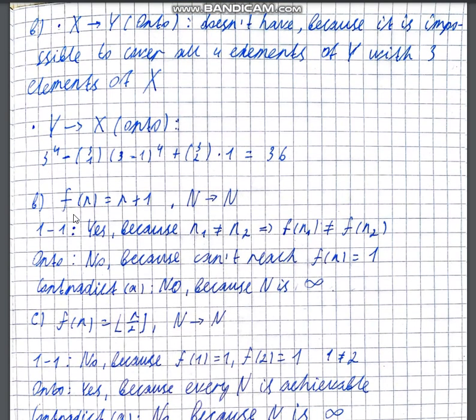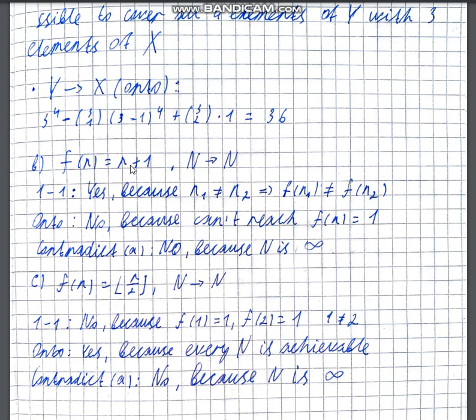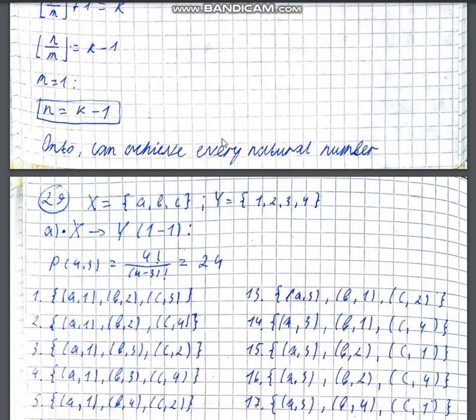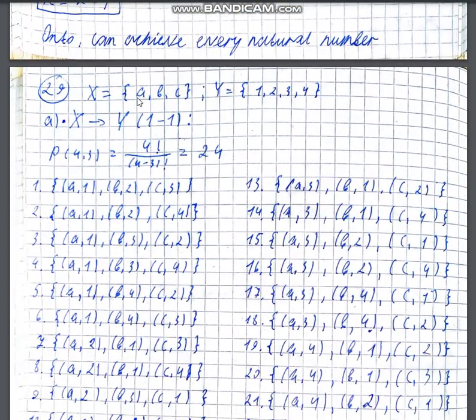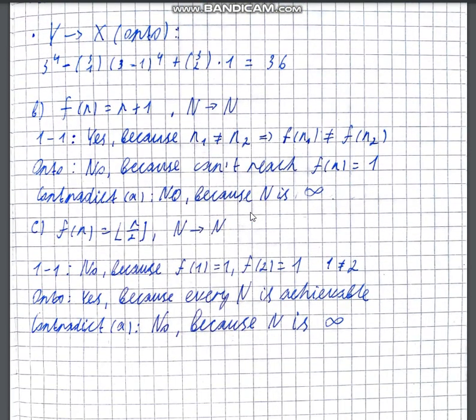And the other part B, I gave an example of a one-to-one function, but not onto, and that doesn't contradict part A. So here I explained why it is one-to-one and why it is not onto, and why it doesn't contradict. It doesn't contradict because natural numbers are infinite, and here it is a finite set. So this theorem doesn't apply to this one.